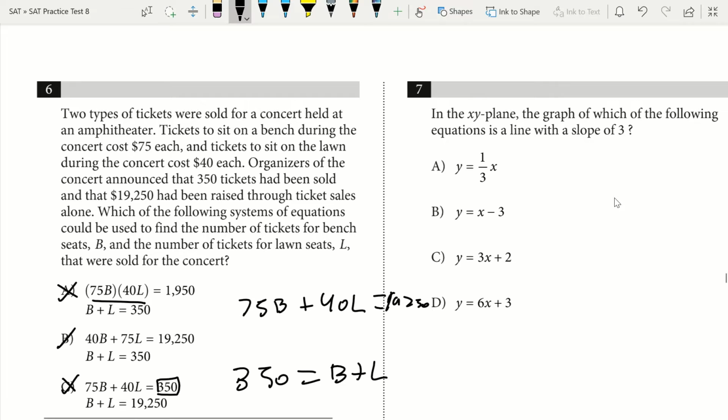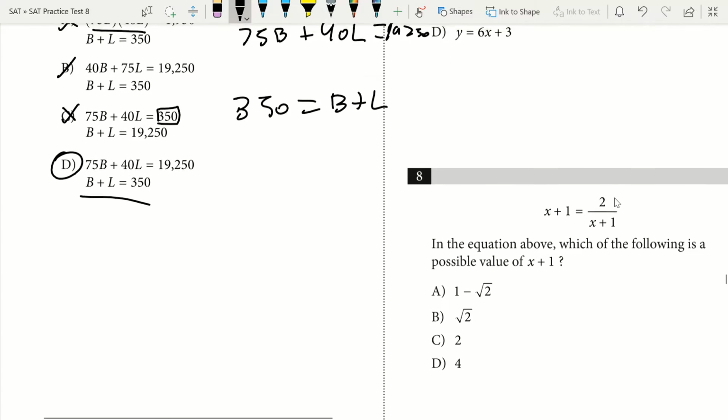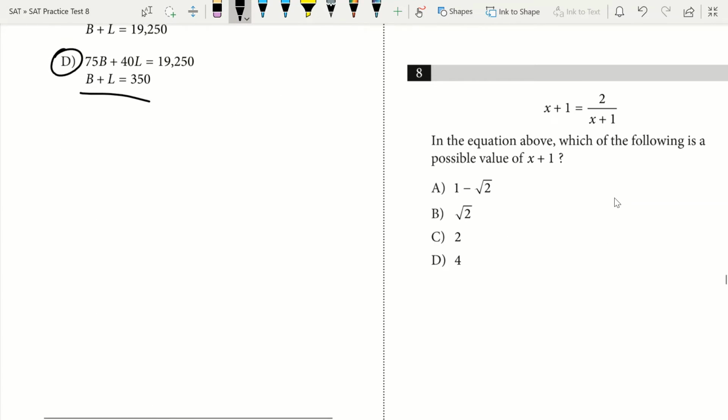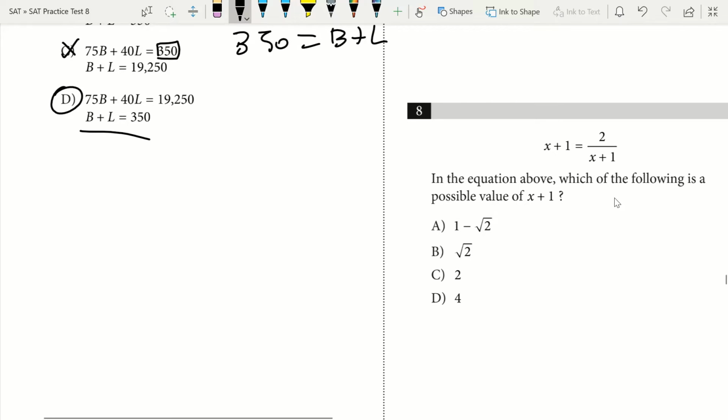Question 7. In the xy plane, the graph of which of the following equations is a line with a slope of 3? Well, that's going to have to be y equals 3x as the first part. So that's going to be C. Alright, question 8. In the equation above, which of the following is a possible value of x plus 1? Well, I'm going to multiply each side by x plus 1, which will make it cancel on the right side, and then I'll have x plus 1 squared on my left side.